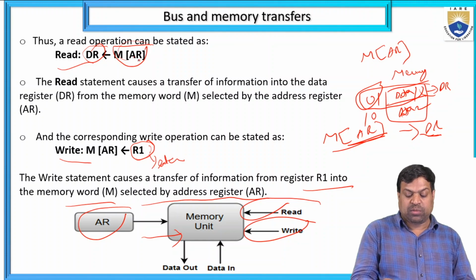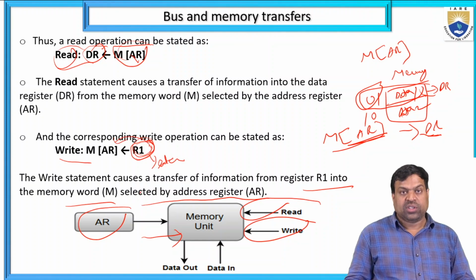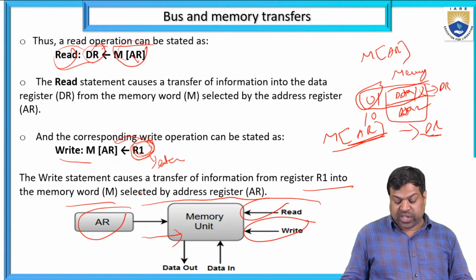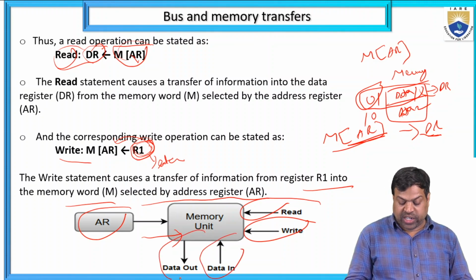So M[AR] to the data register, that is a read. Here, data to the address, that is a write operation. So the write statement transfers information from R1 to memory, selected by the address register AR. Data in and data out.